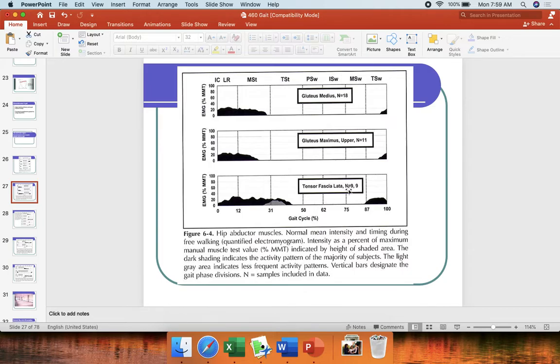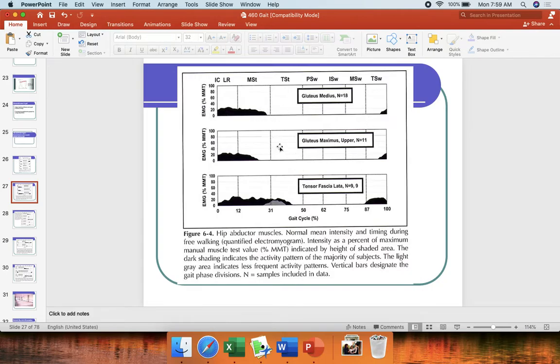And so our TFL and our glute med are going to be the muscles that help stabilize our pelvis in that frontal plane, allowing for a little bit of drop for efficient motion, but not allowing for too much. Otherwise, it would be a pathological walk. So we can see that our glute med and our TFL are going to be active as we're bearing weight. And then when we are not bearing weight, they are going to be especially not active.